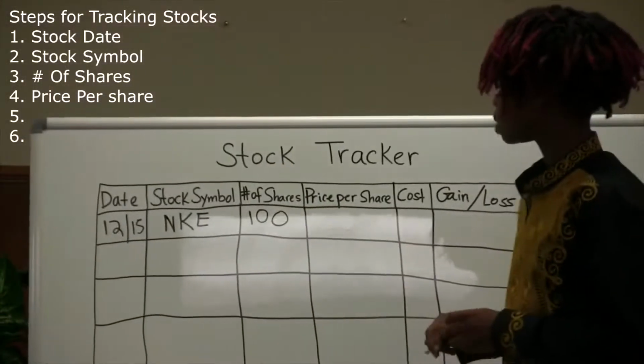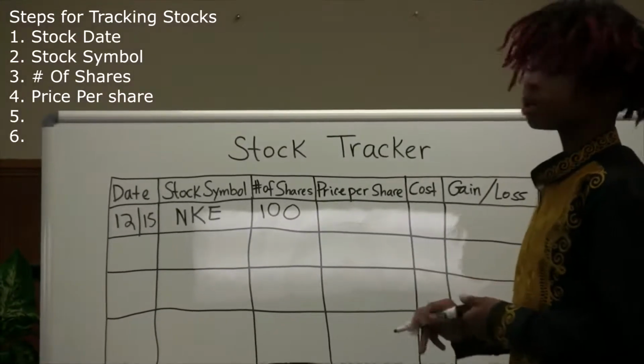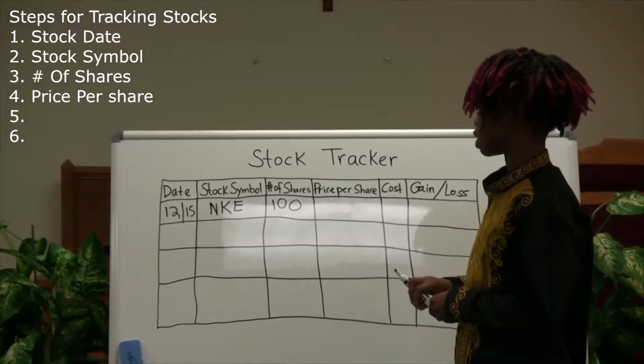Step 4, price per share. Let's say at this day the price per share for Nike is $70 per share.